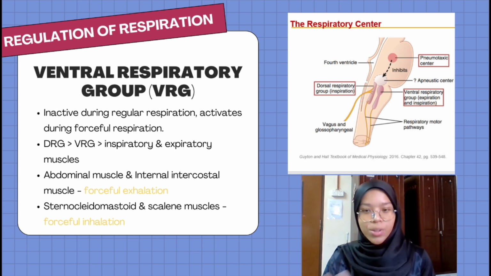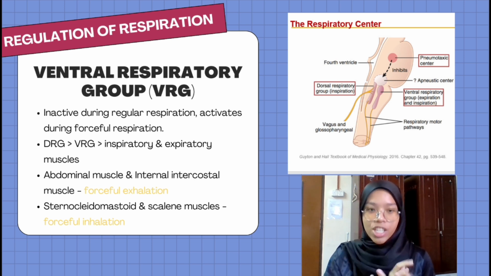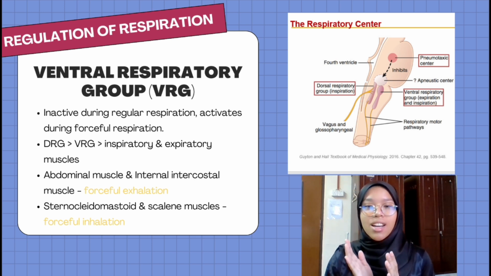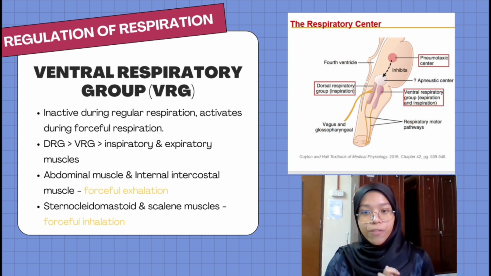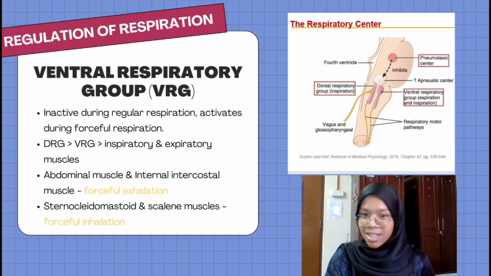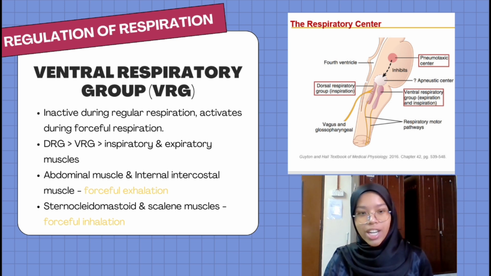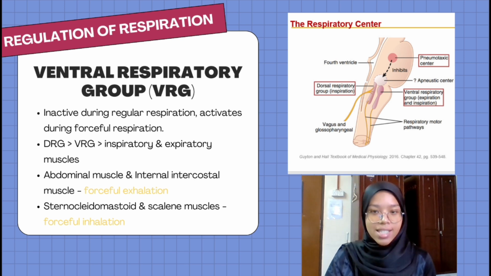which will lead to the contraction of inspiratory and expiratory muscles. During forceful inhalation, the VRG will cause the contraction of the sternocleidomastoids and the scalene muscles, which help in the forceful inhalation. Whereas during forceful exhalation, the VRG will cause the contraction of the abdominal muscles and also the internal intercostal muscles, helping with the forceful exhalation.